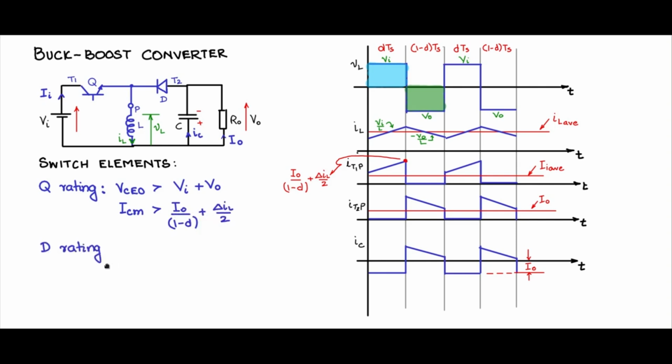The D rating, similarly, we can find out the peak inverse voltage across this. When the diode is off, T2 is at minus V0, and the pole, because Q is conducting, is at Vi. So the peak inverse voltage is Vi plus V0, and the rating should be greater than that. And for IDM, the peak current is the same as this: I0 by 1 minus D plus delta IL by 2. And you can find out from the current wave shapes here the average and the RMS values also, if needed.